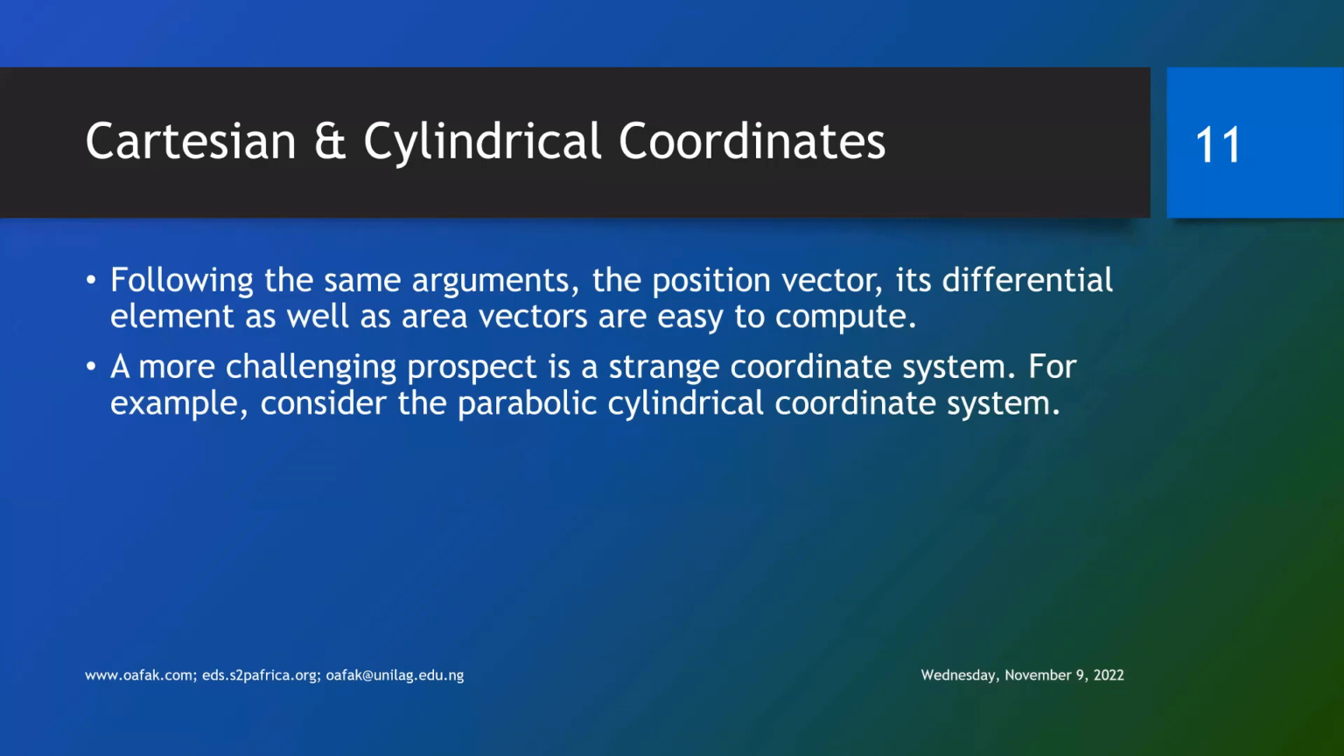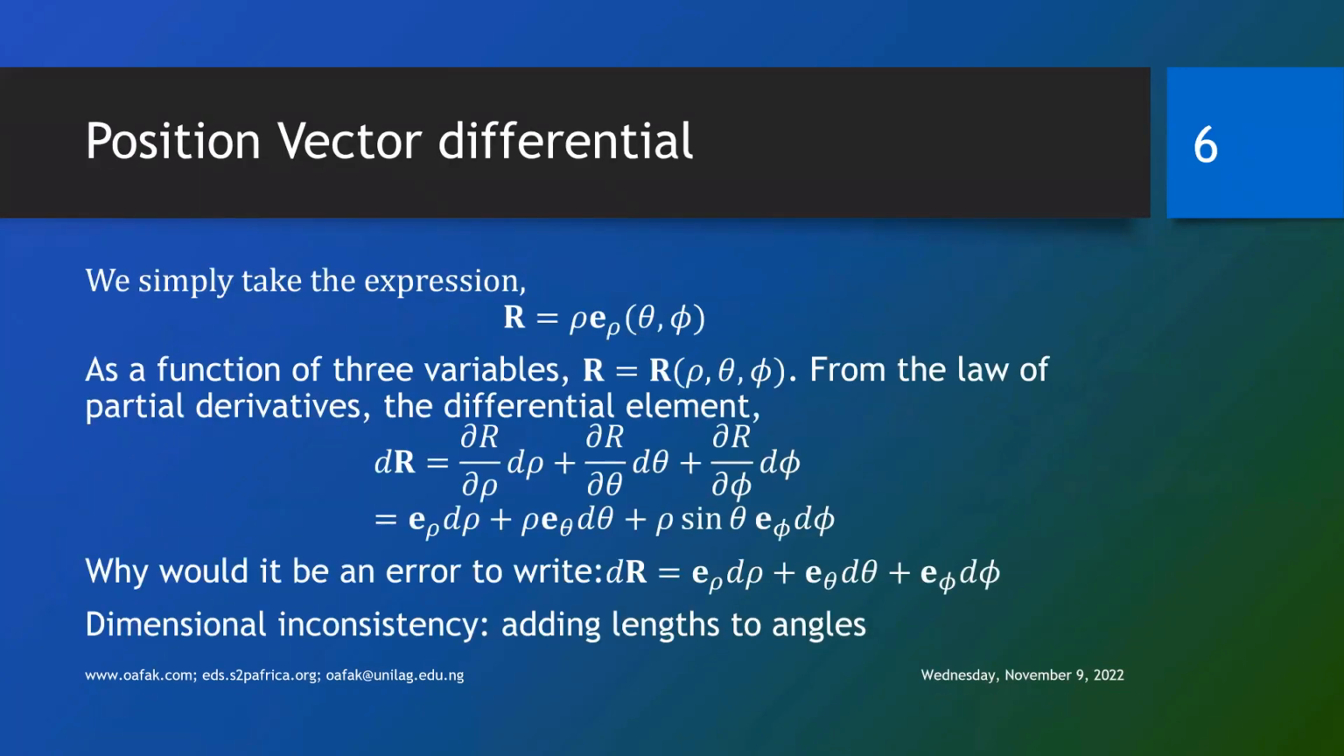What arguments are you going to use? If it is cylindrical now, can somebody write for me what the position vector would be? Write it on the chart. Where are you going to start? What will be the position vector for the cylindrical? This is the position vector for spherical. What will be the position vector for cylindrical? Where are you going to start from?